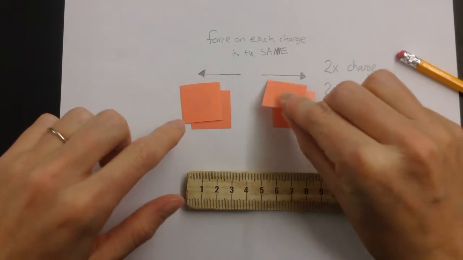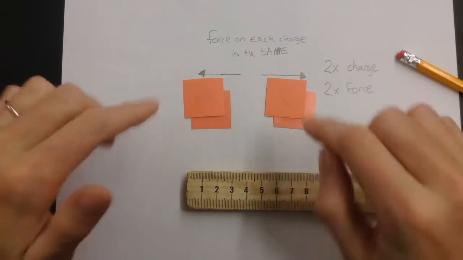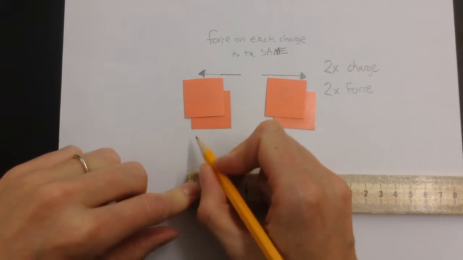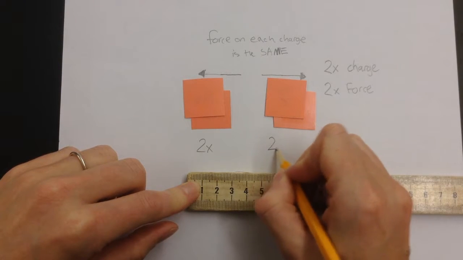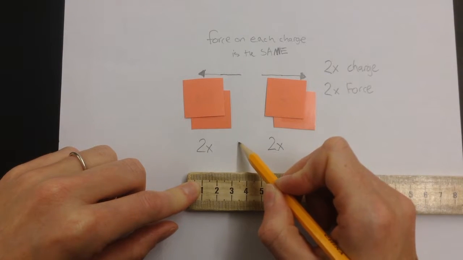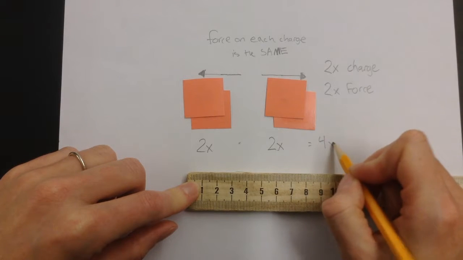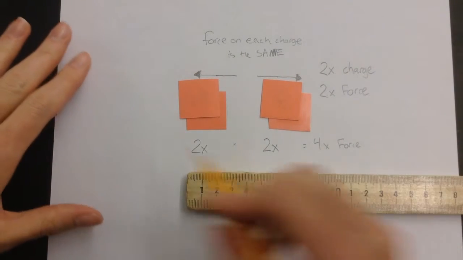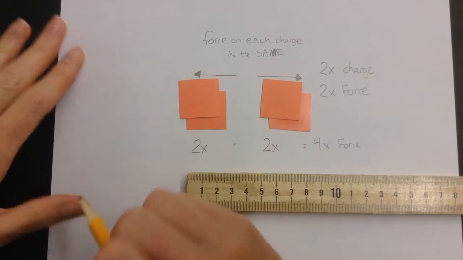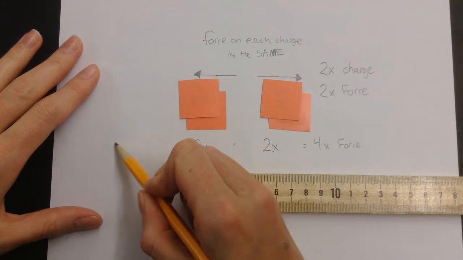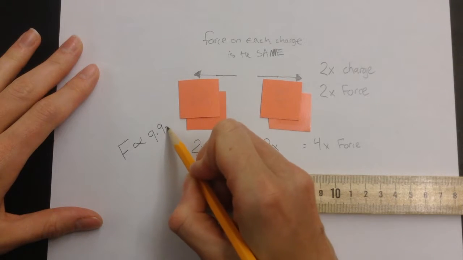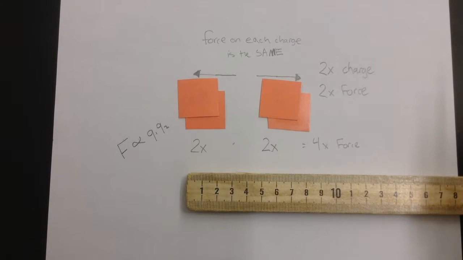What happens if I do this? Well, now I have 4 times the charge. I have 2 times the charge over here, and I have 2 times the charge over here, and I'm just going to multiply those together. So I'm going to have 4 times the force. Now that might be kind of tricky. Perhaps if you saw the equation it might be a little bit easier. So there's an equation that shows us this relationship that we'll get to, and it says that the force is proportional to each charge. So we use Q to stand for the charge.